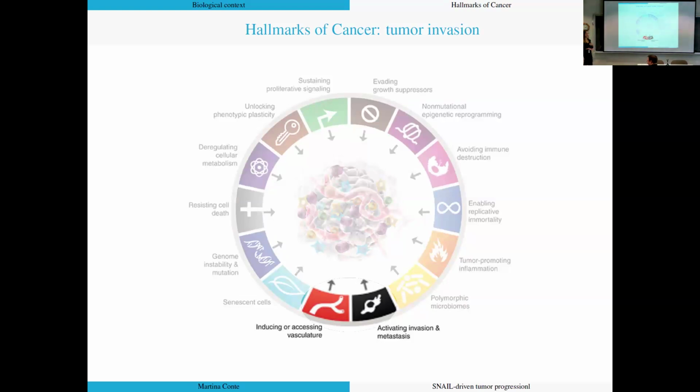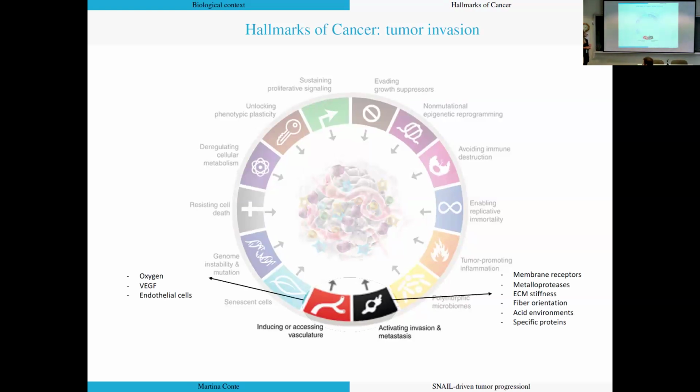The mechanisms that can drive invasion or angiogenesis are multiple. There are several mechanisms, several processes. I listed here just some of them, some of the ones I've been working on. For instance, invasion is driven by the receptors located on the membrane of the cells, as well as the fibrous orientation, which has a role in the way tumor cells invade the tissue. ECM stiffness, or, as we also heard this morning, the acidity of the environment, could also drive the way cells invade the tissue.